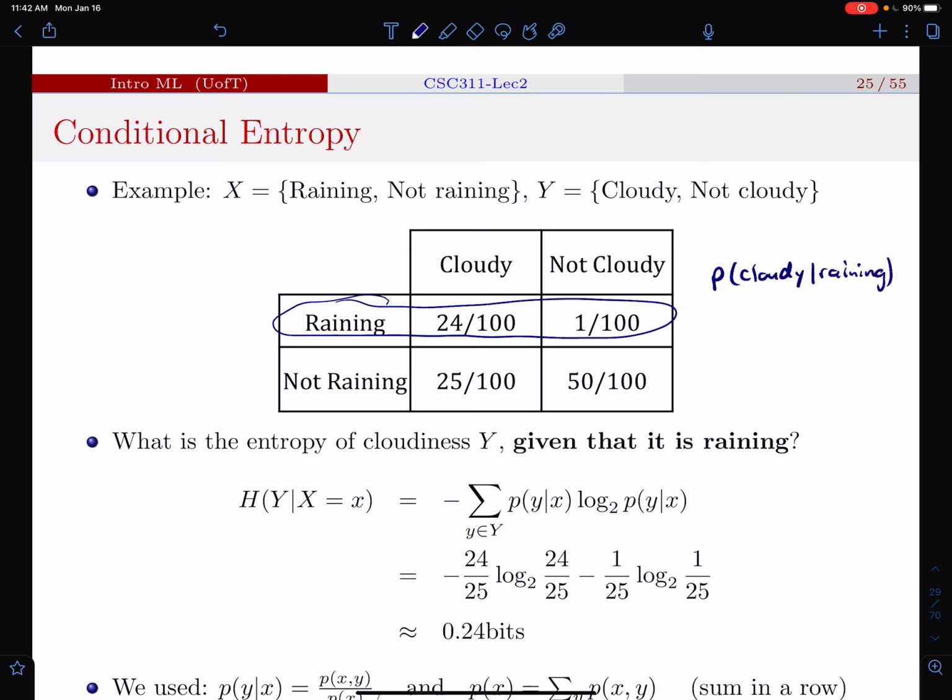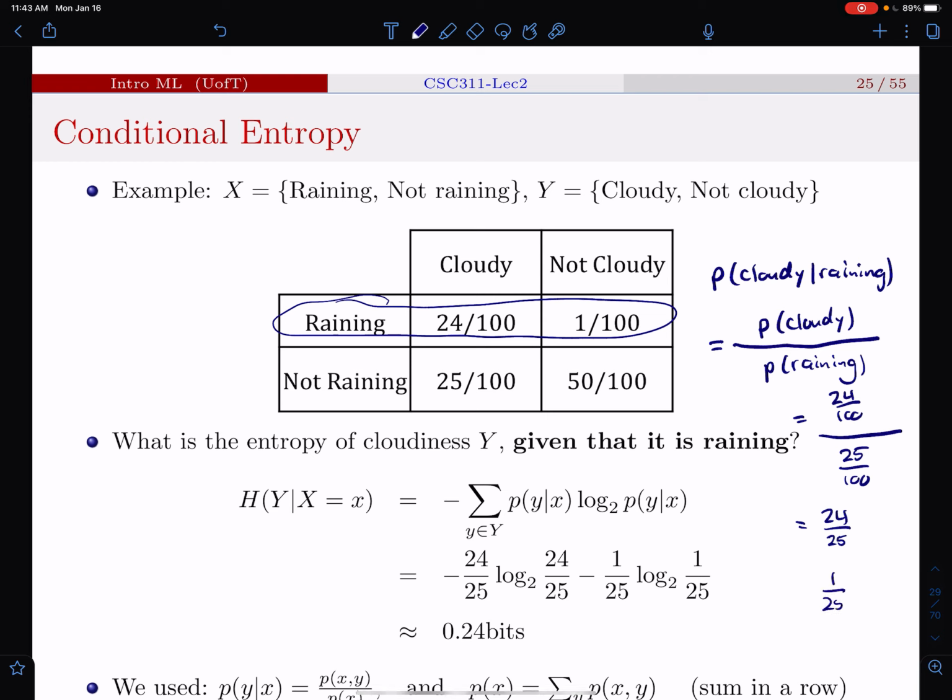Remember from our review, this is using Bayes' rule. So we want the probability it's raining in the denominator and probability it's cloudy and raining in the numerator. To be explicit here, probability it's cloudy and raining is 24 over 100. Probability it's raining is the sum of all the entries in the row, right? So it's 25 over 100. So we get 24 over 25. Similarly, we can find the probability it's not cloudy. That's going to be 1 over 25.